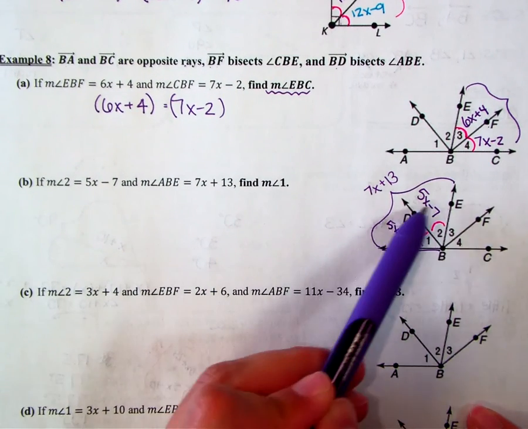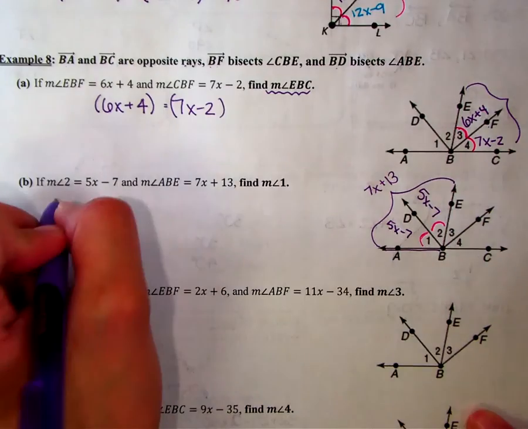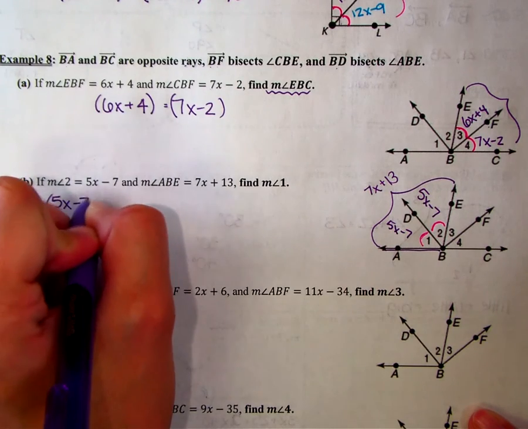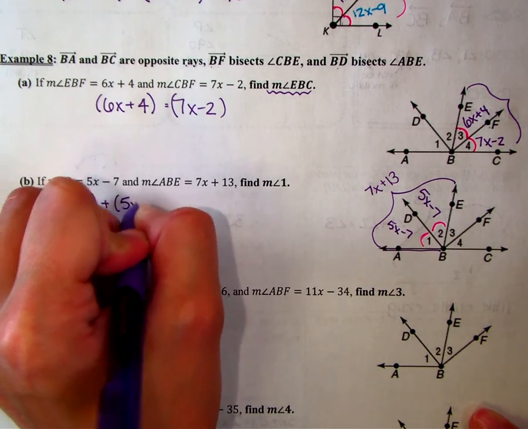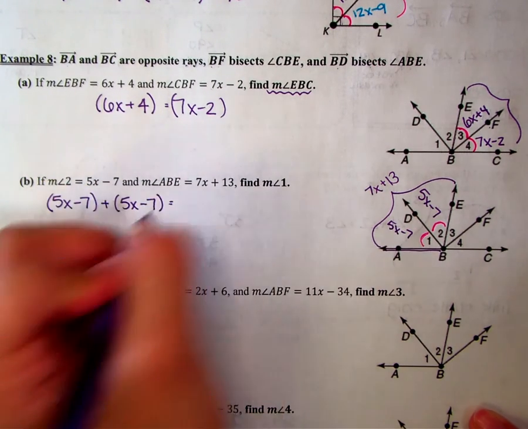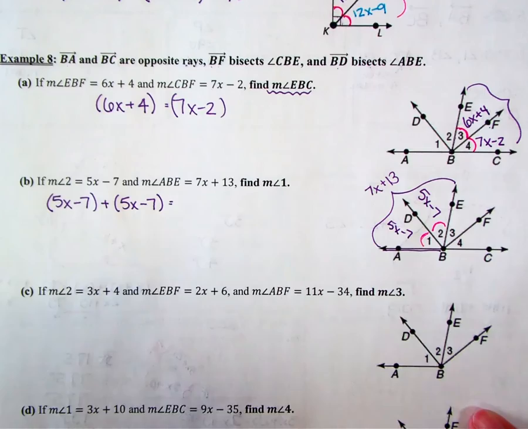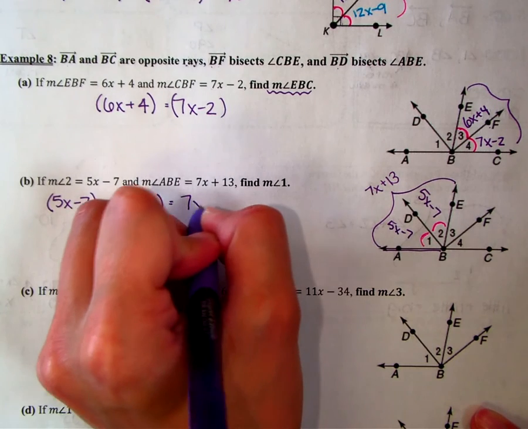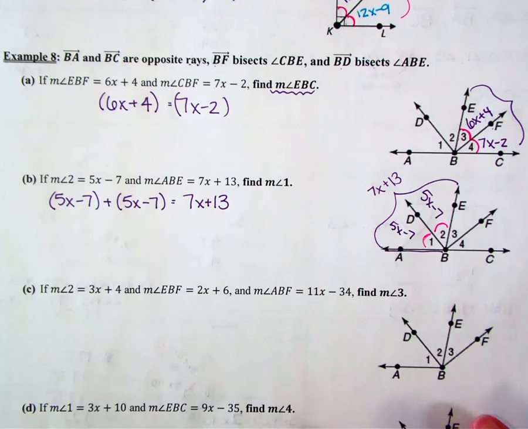We have a little plus little equals big, so that's what we'll do. We'll have 5x minus 7 plus 5x minus 7. We could also write it as 2 times 5x minus 7. It's whatever you're comfortable with. And it's equal to the big piece, which was 7x plus 13.